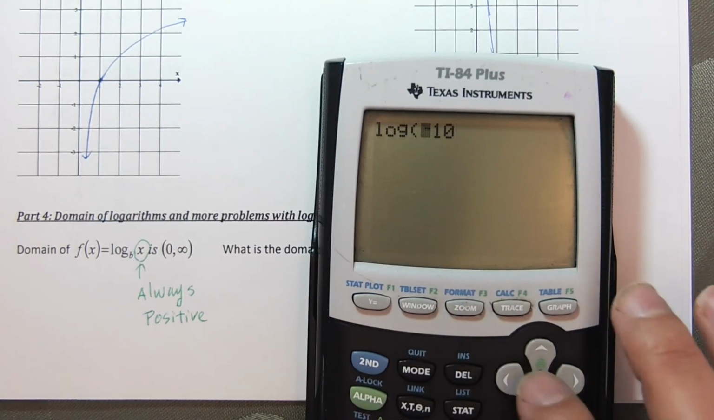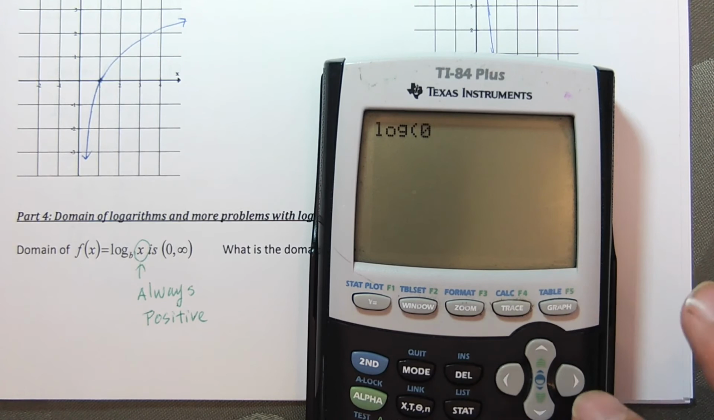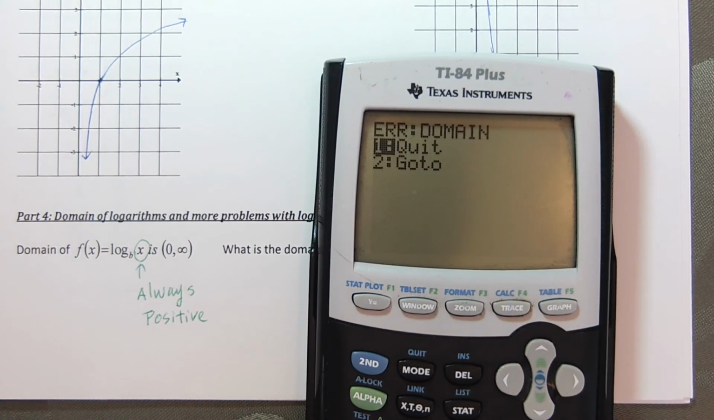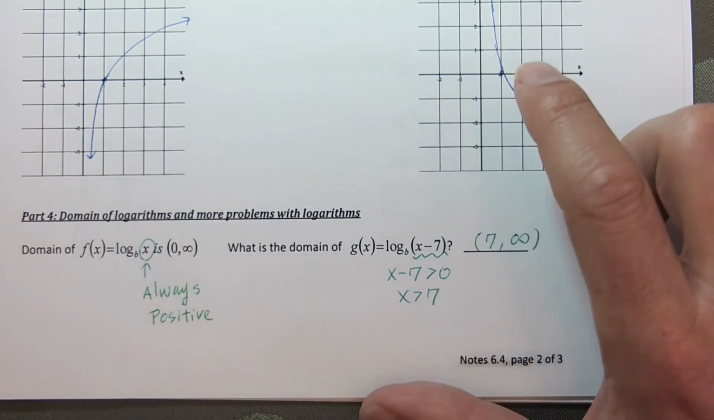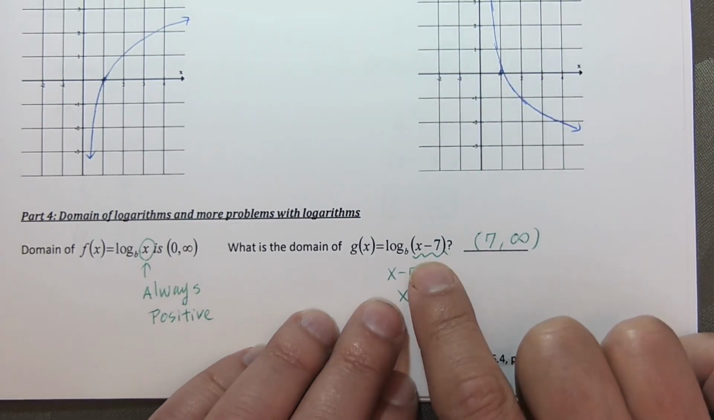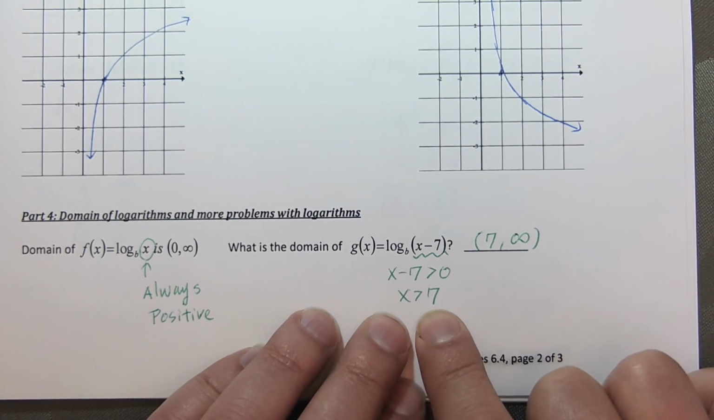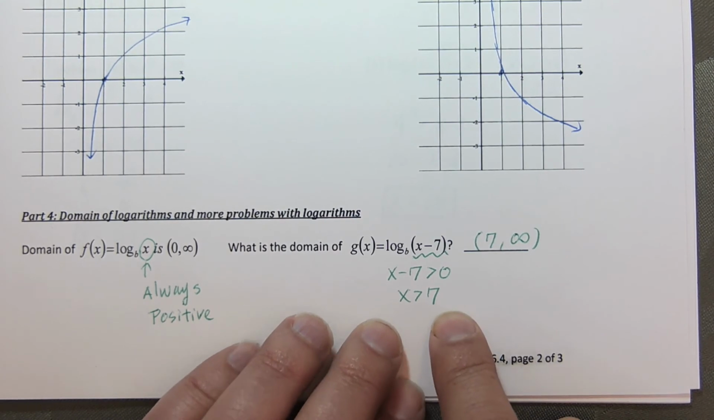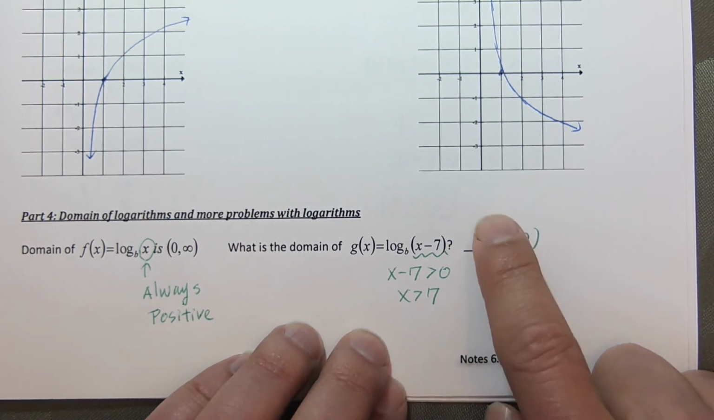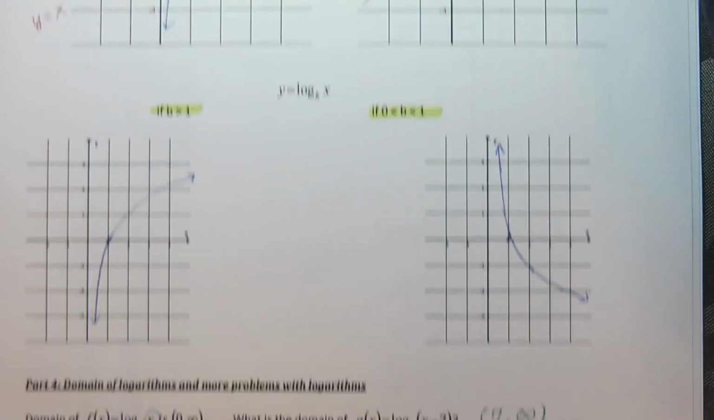Log of 0, again, we have a problem. So what we do is we take the domain, set it bigger than 0, and then solve for x. So what's our domain? It's got to be only values that are bigger than 7. So 7.1, no problem. 7 itself, no good, so we don't include it. So we put the parenthesis.